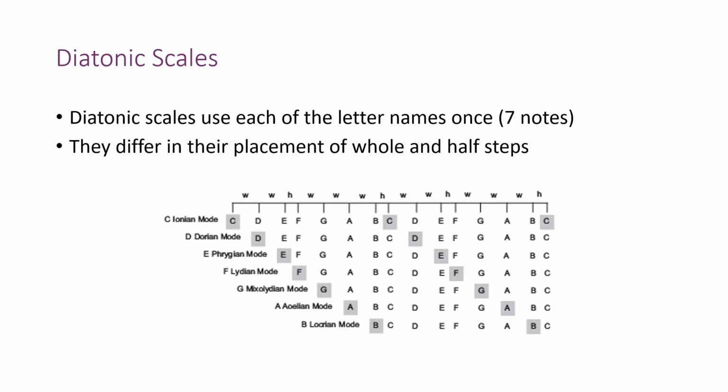Whereas if we were in a Mixolydian mode and started on, these are just the white key versions of these modes, if we start on G, the half step is still in between E and F and between B and C, but that happens in a different place in the scale. And so on with the other modes here.